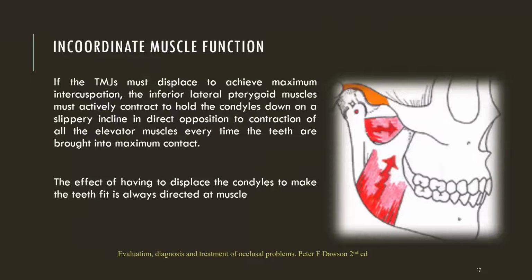Coming to incoordinate muscle functions, if the TMJs must displace to achieve maximum intercuspal position, the inferior lateral pterygoids actively contract to hold the condyles down on a slippery incline. This is in direct opposition to the contraction of all the elevator muscles every time the teeth are brought into maximum contact. So EMG studies have shown that muscle hyperactivity and incoordination is a result of occlusal disharmony.